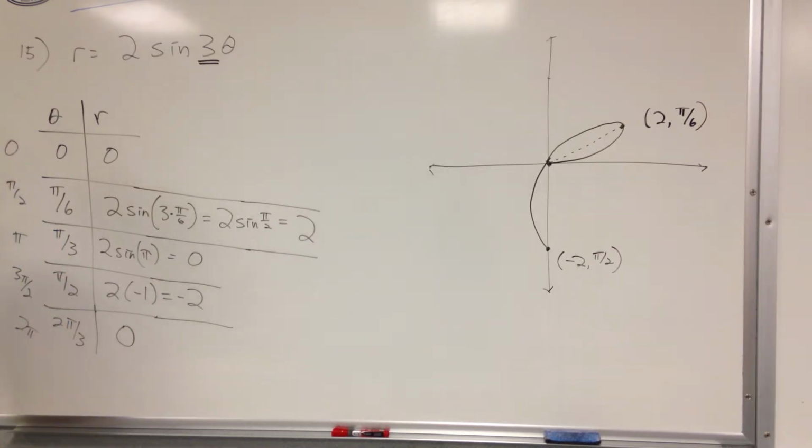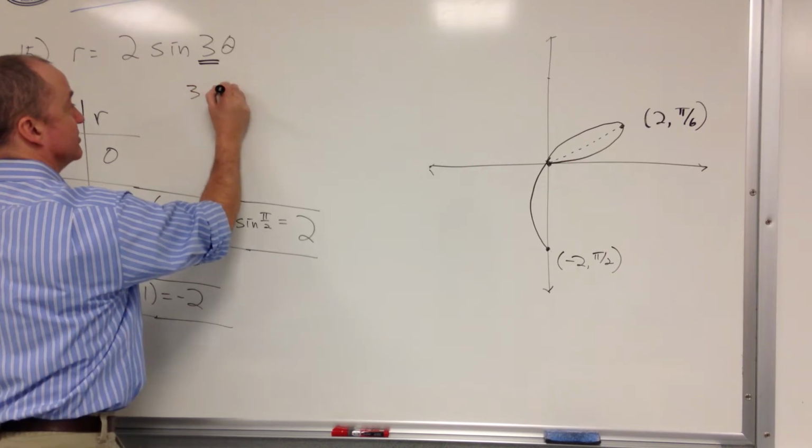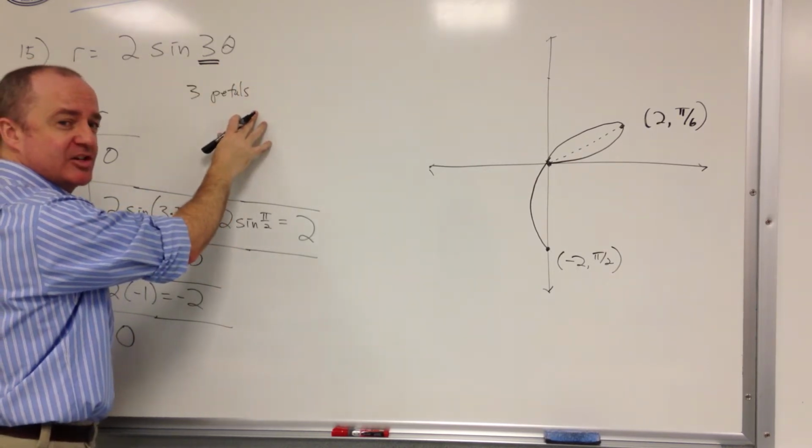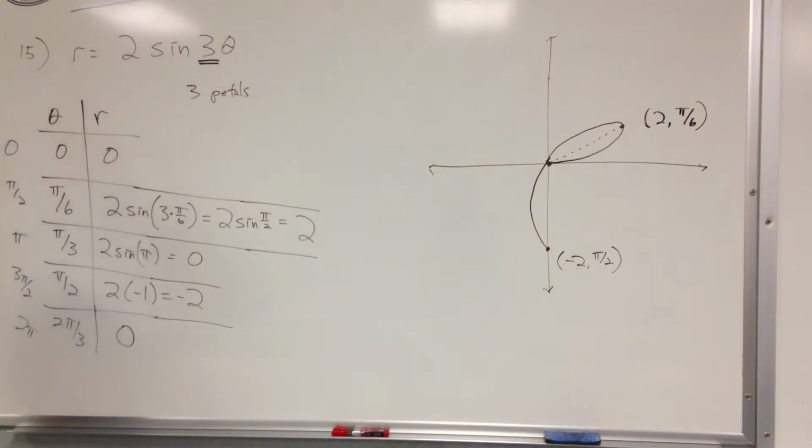Yeah, two. You have a number of two in the equation. Doesn't that tell you? Well, how many petals should we have? Two. Three. We should have 3 petals. Remember, if there's an odd coefficient here, you have the same number of petals. If there's an even coefficient, you get twice as many. So we should have 3 petals.